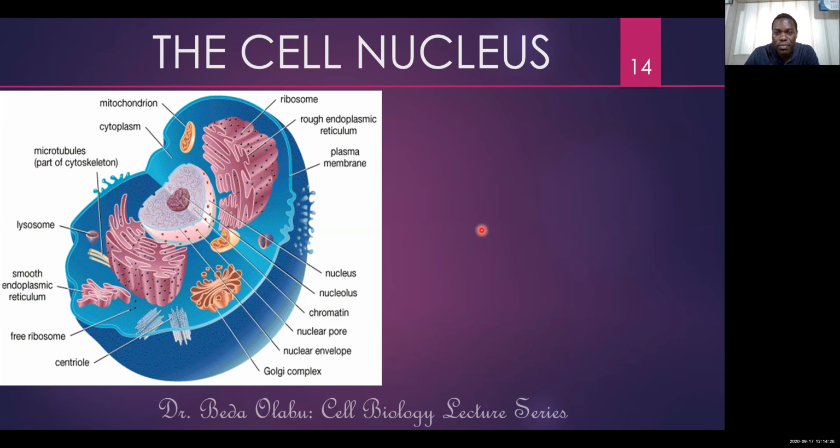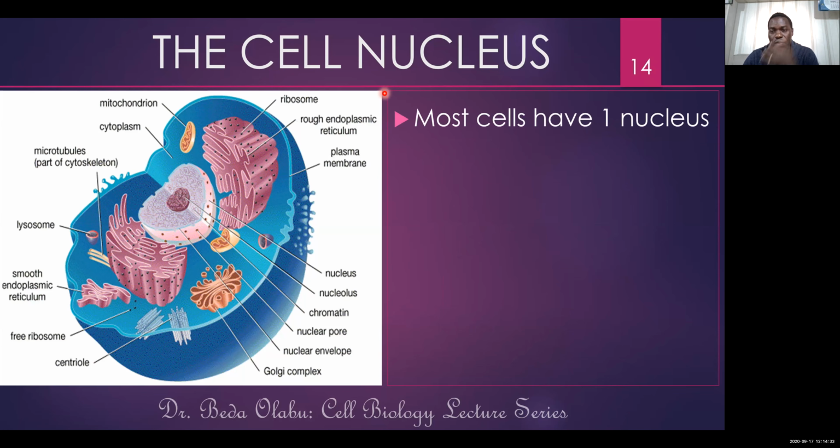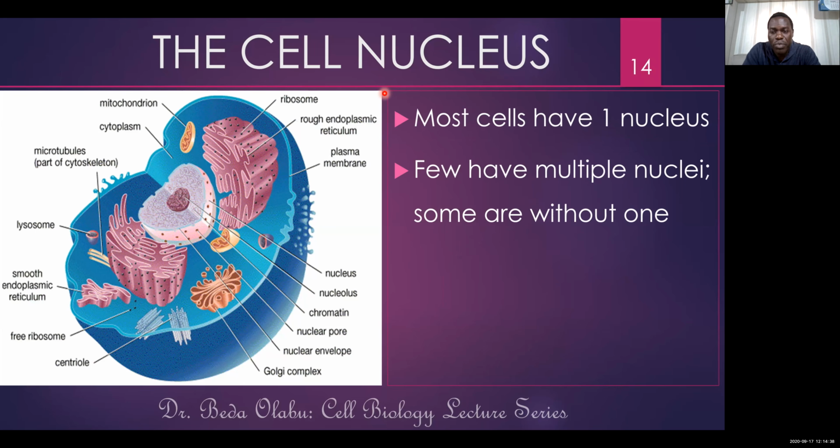The nucleus is an important part of the cell. Most cells will have just one nucleus, but there are other cells with multiple nuclei. For example, skeletal muscle cells will have multiple nuclei. Cardiac muscle cells may also have two nuclei. There are some cells which don't have a nucleus. A good example of a cell that lacks a nucleus is the red blood cell.